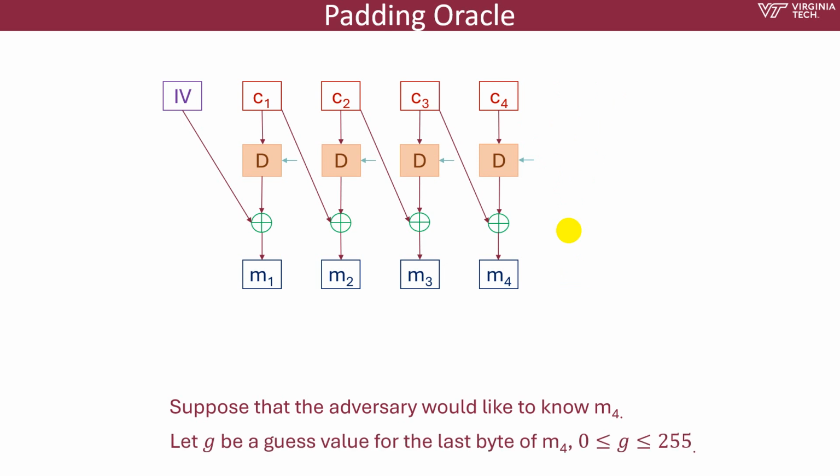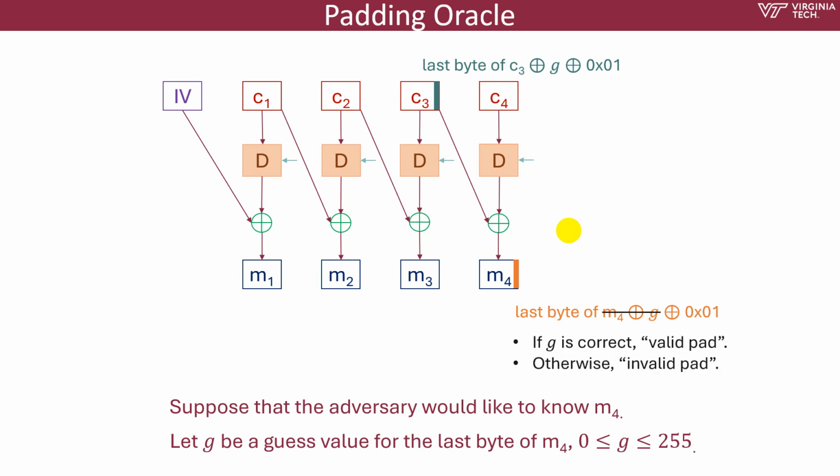Let G be a guess value for the last byte of M4, and G will be in the range from 0 to 255. The adversary then takes the last byte of C3 and XORs it with the guess value G and padding value 0x01. Obviously, this will cause an effect on the plaintext M4. So the plaintext M4 after decryption will be the last byte of M4 XOR G XOR the padding value 0x01.